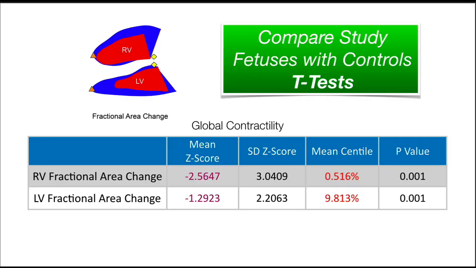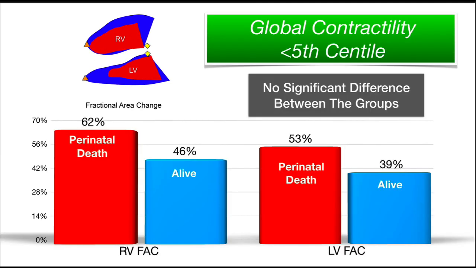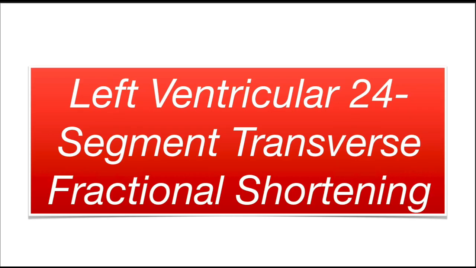Using the t-test to compare z-score values from the 49 study fetuses with 200 controls, both the right and left ventricular fractional area change z-score was significantly less than the 200 normal controls. When comparing those with a perinatal death and those who survived the neonatal period, there was no significant difference in the percent of fetuses with an abnormal right and left ventricular fractional area change below the 5th centile.